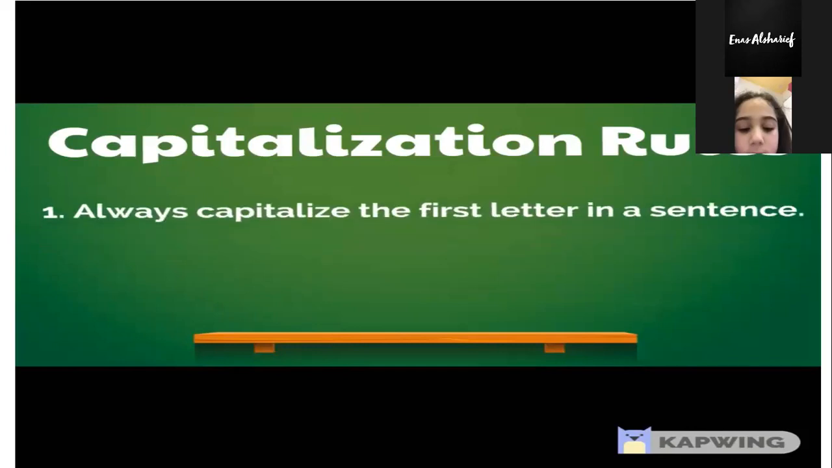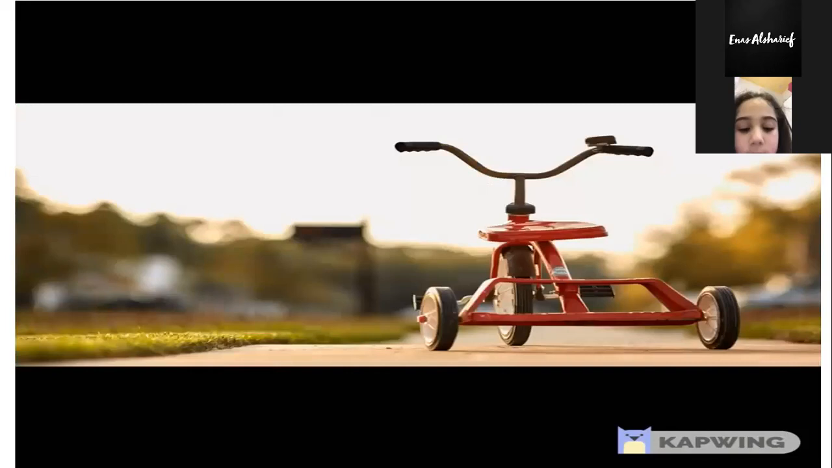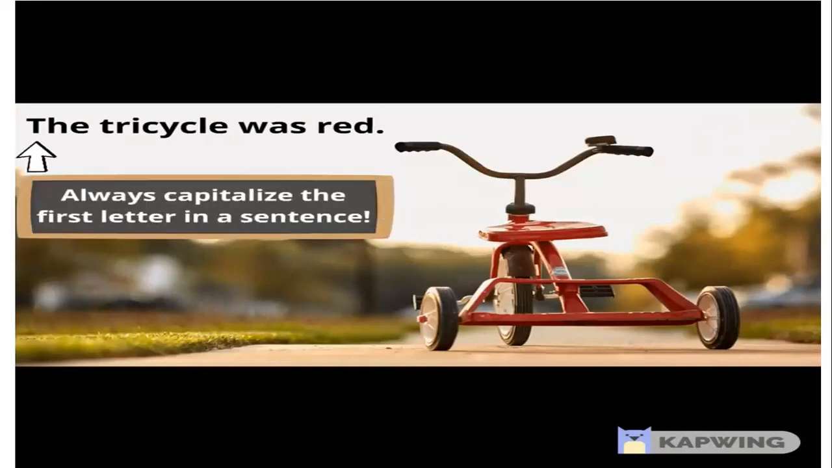Alright, so the first capitalization rule is this. Always capitalize the first letter in a sentence. Look at this example. The tricycle was red. Notice how the T is capitalized. That's because it's the first letter in the sentence. Always capitalize the first letter in a sentence.